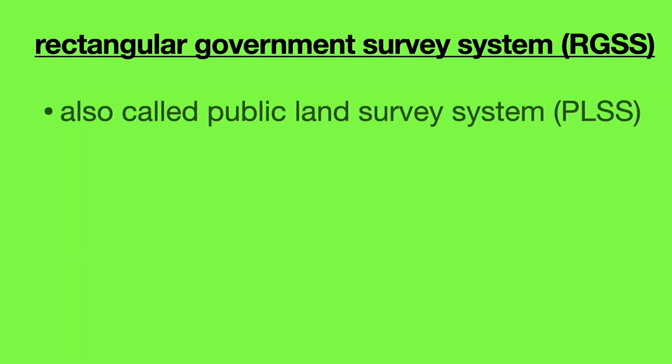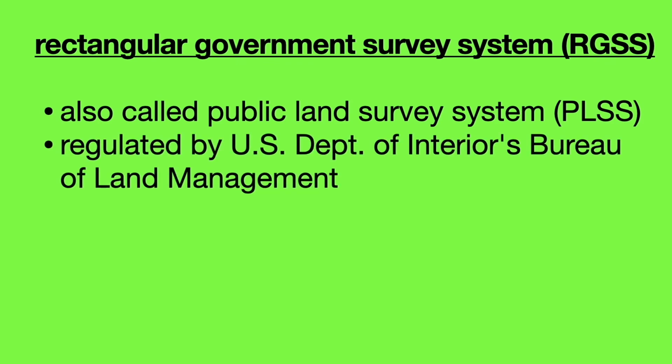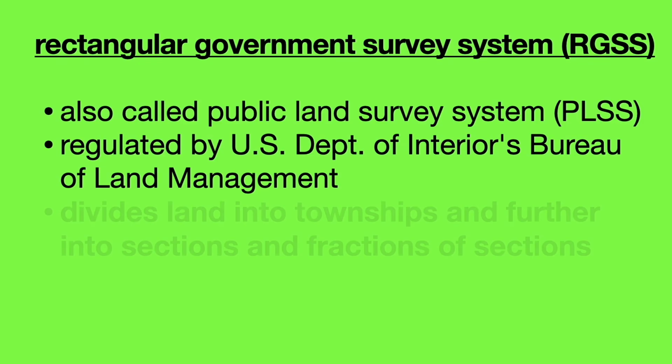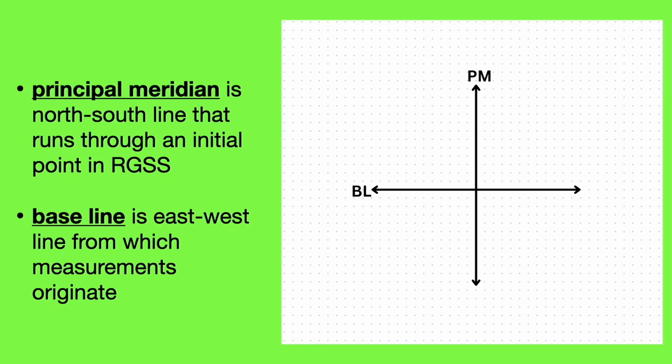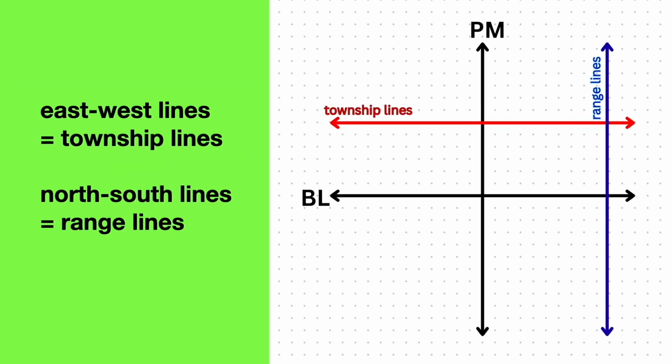The RGSS, regulated by the U.S. Department of the Interior's Bureau of Land Management, divides land into townships and further into sections and fractions of sections. The principal meridian is the north-south line that runs through an initial point in the RGSS. The baseline is the east-west line from which measurements originate. East-west lines of a survey are called township lines.